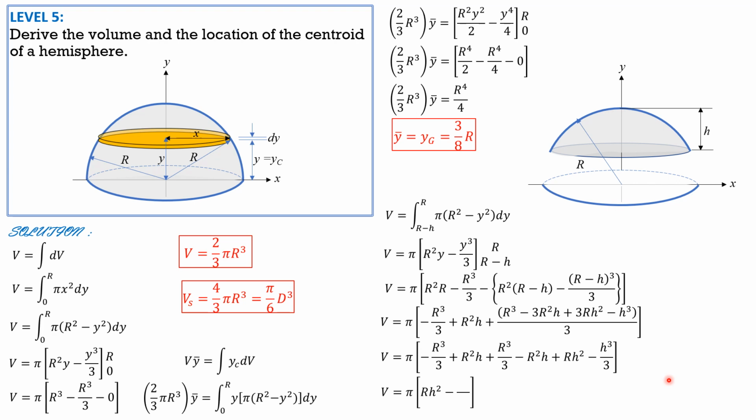So volume is pi times r h square rather, minus h cube over 3. So factor out h square over 3, so pi h square over 3, quantity 3r minus h. So that's the volume of a spherical segment with one base, pi h square over 3, quantity 3r minus h.